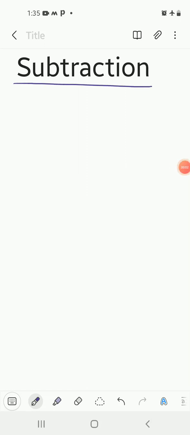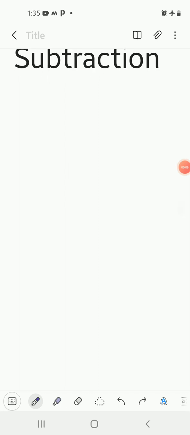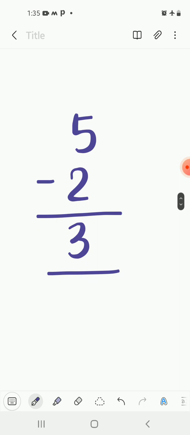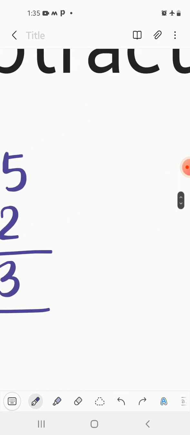This topic is subtraction. We will learn how to do different sums of subtraction. First, we have to know, for example, 5 minus 2 is equal to 3. First, we will learn the different parts and what each part is called. First, 5, from which a number is subtracted, is known as the minuend.